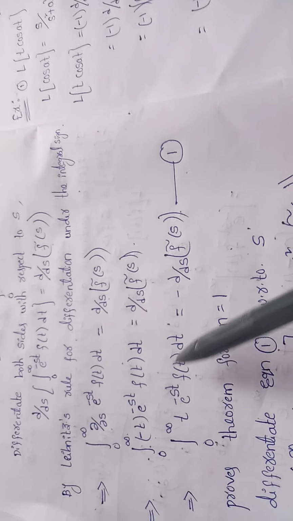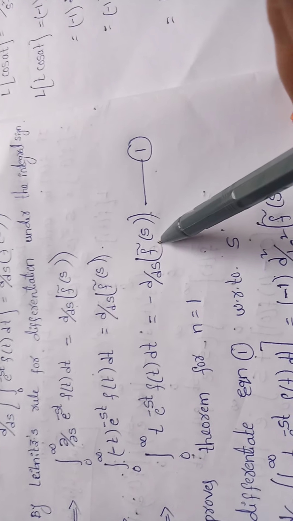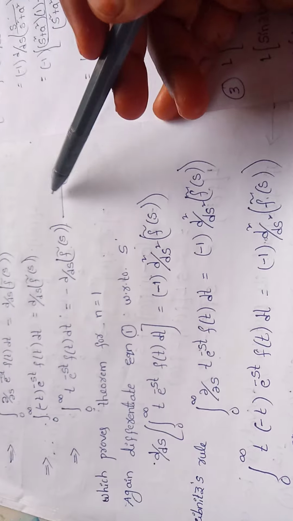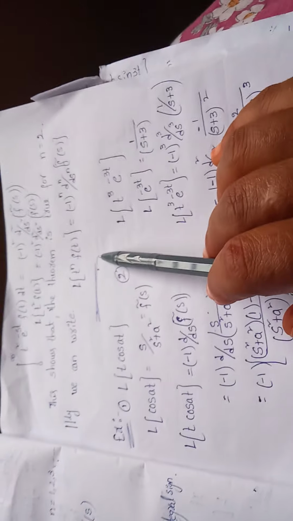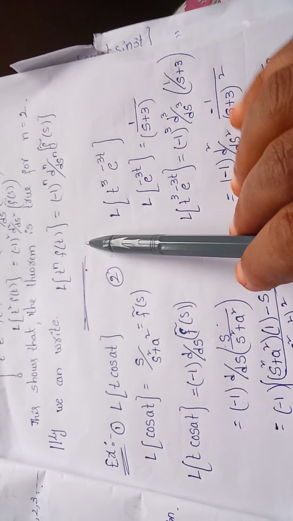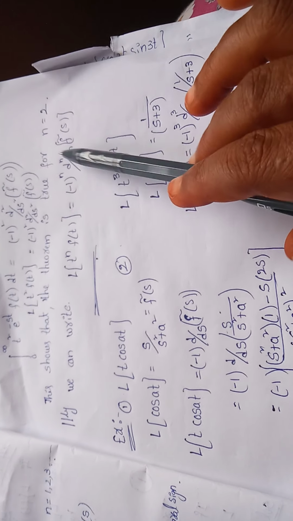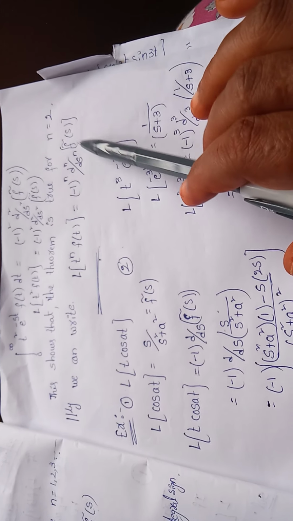You can get the value L of t into f of t. Again, differentiate that term, you can get L of t square into f of t. Up to nth term derivative, you can get the value L of t power n into f of t is minus 1 whole power n into d power n by ds power n of f bar s.